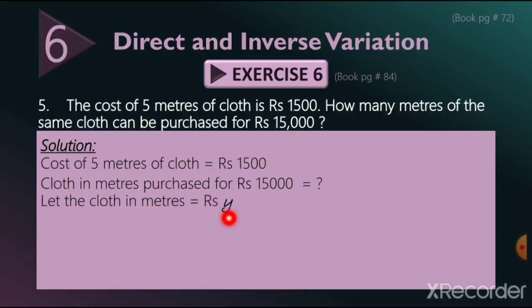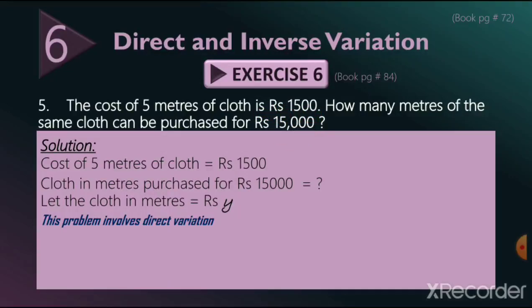We are taking the variable y for this one. So this problem involves direct variation. How did we know that this problem involves direct variation? Because as you see, 5 meters of cloth is having the cost of 1500. So we have to find the meters for the cost of 15,000, that is, how many meters we can purchase for these 15,000 rupees.